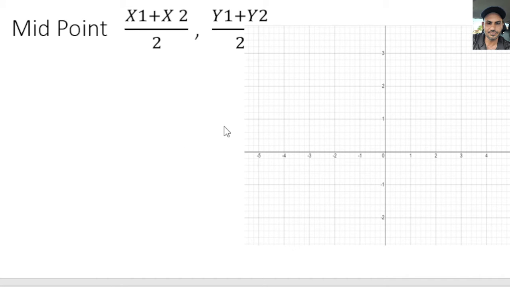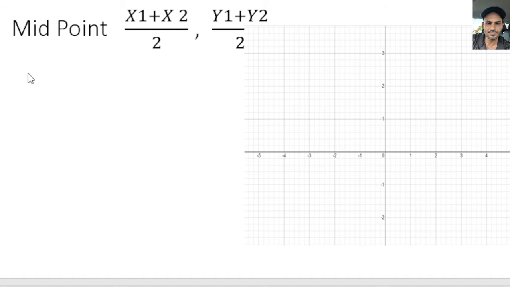Hello, welcome everyone. In this video, we're going to learn how to find the midpoints for our coordinates and the distance between the coordinates. Coordinates are basically the points on the coordinate plane, which is the graph plane right here. This particular slide shows how to calculate the midpoint between the two coordinates provided.